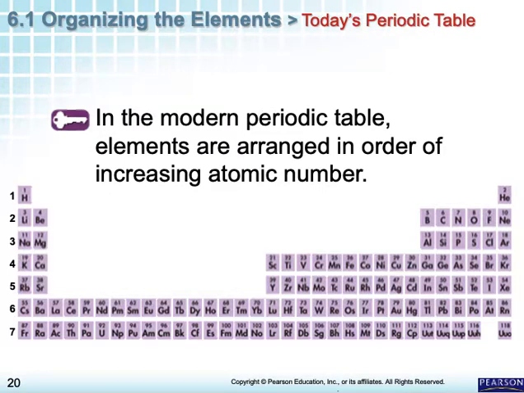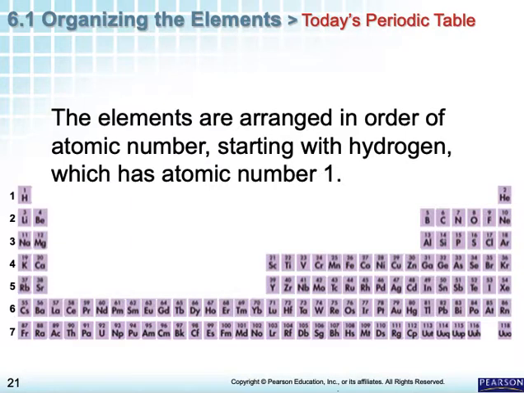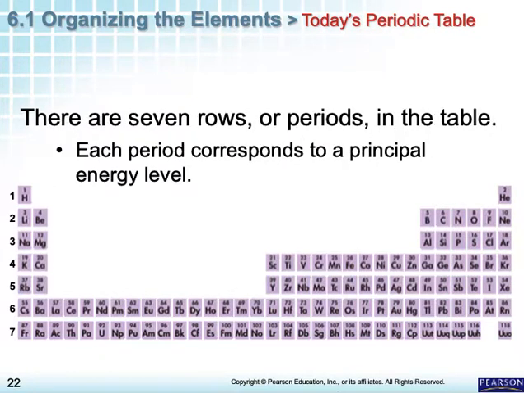So in the modern periodic table, elements are arranged in order of increasing atomic number. The elements are arranged in that order, starting with hydrogen, which has an atomic number of 1. And we know who helped us figure out that it should be arranged by this number, correct? Because we watched that other video.